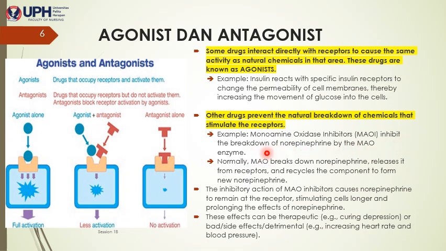They inhibit the breakdown of norepinephrine by the MAO enzyme. MAO will normally break down the norepinephrine, releasing it from the receptor and recycling the components to form new norepinephrine. The inhibitory action of MAO inhibitors causes norepinephrine to remain at the receptor, stimulating cells longer and prolonging the effect of norepinephrine. This effect can be therapeutic, for example for curing depression, or it can be a bad side effect, for example increasing heart rate and blood pressure.